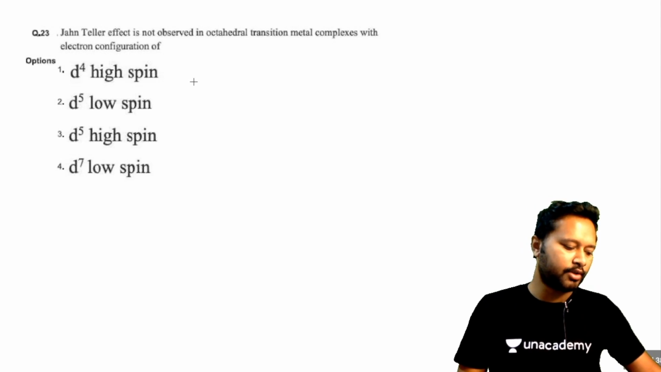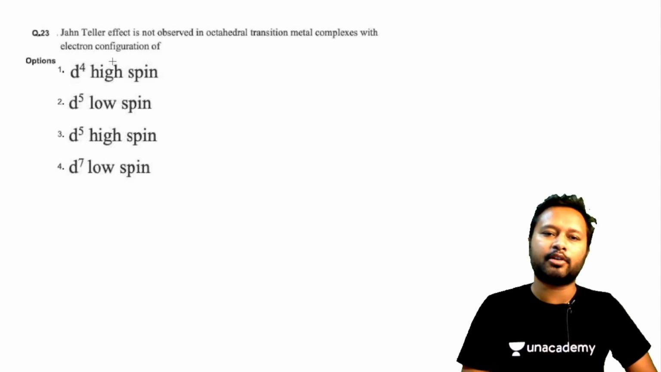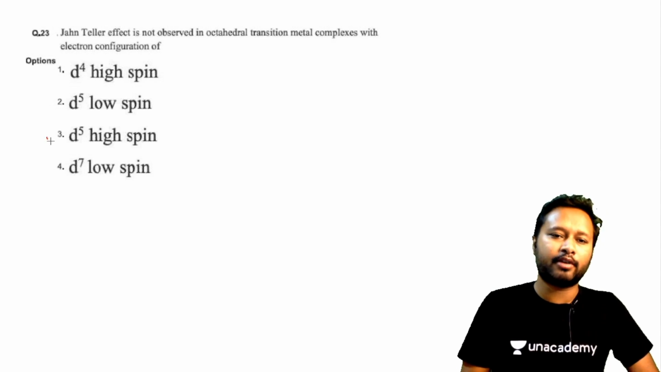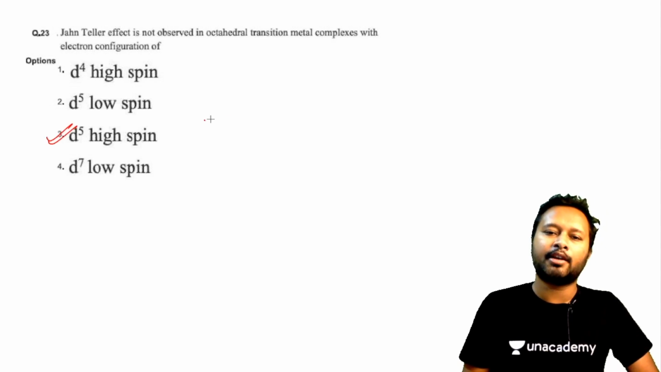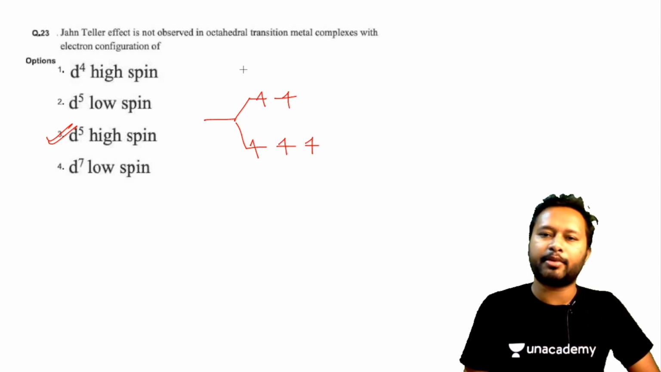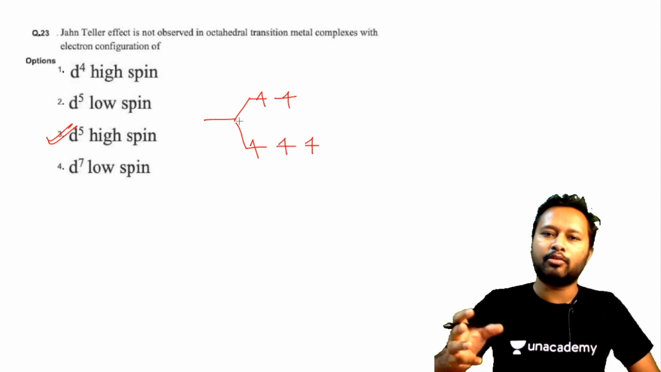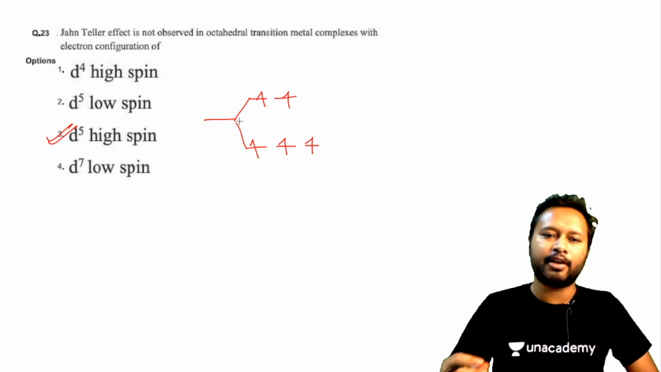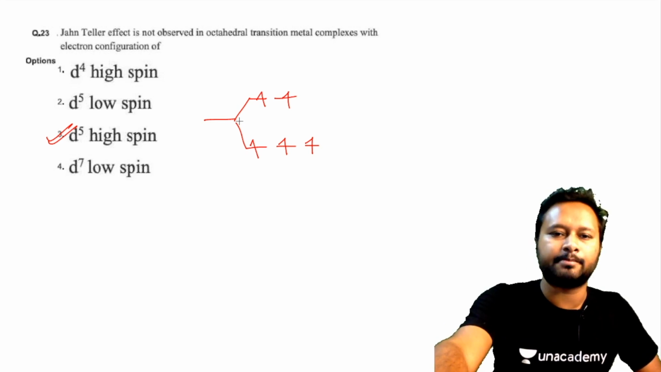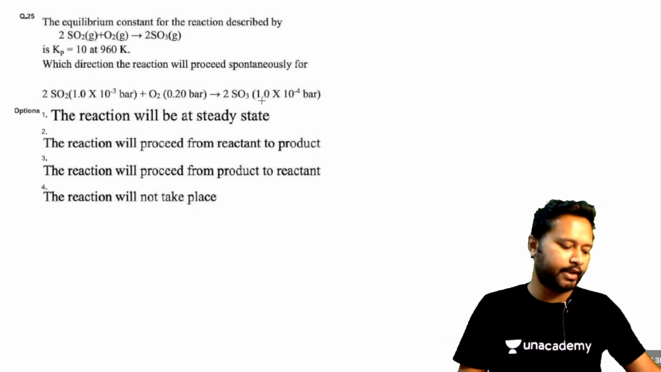The next question was based upon Jahn-Teller distortion, in which it is not observed. Pretty simple and straightforward. A d5 high spin complex has symmetrical electron filling, so all the electrons in all the orbitals are symmetrically filled. No irregularity in the electron filling, that's why no Jahn-Teller distortion. Okay, let's take the next question.